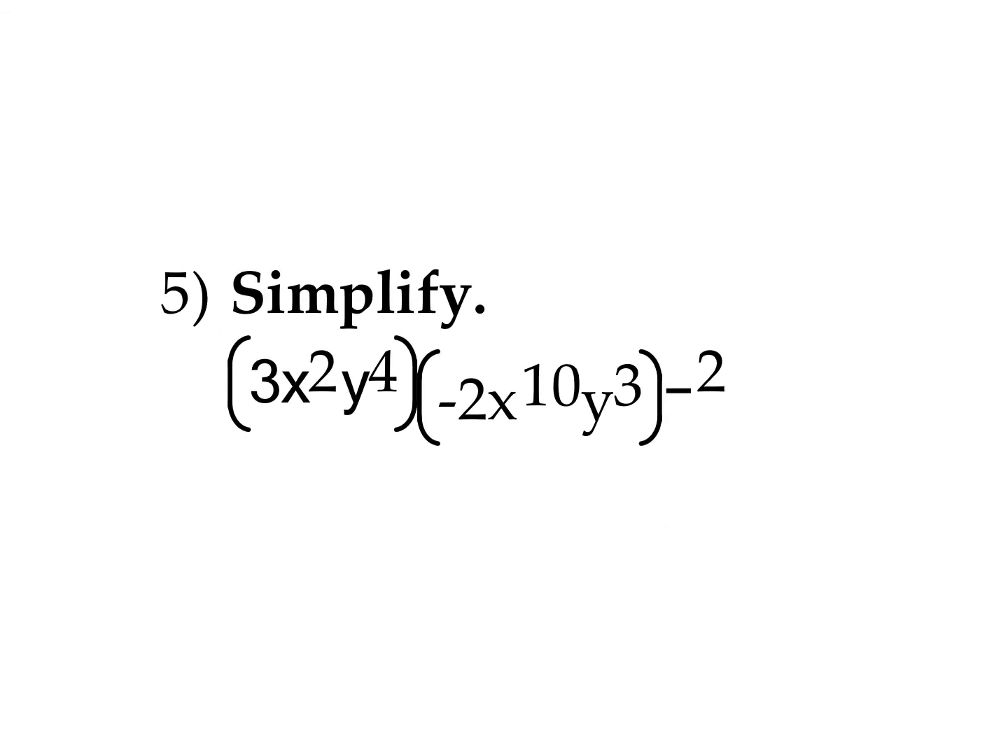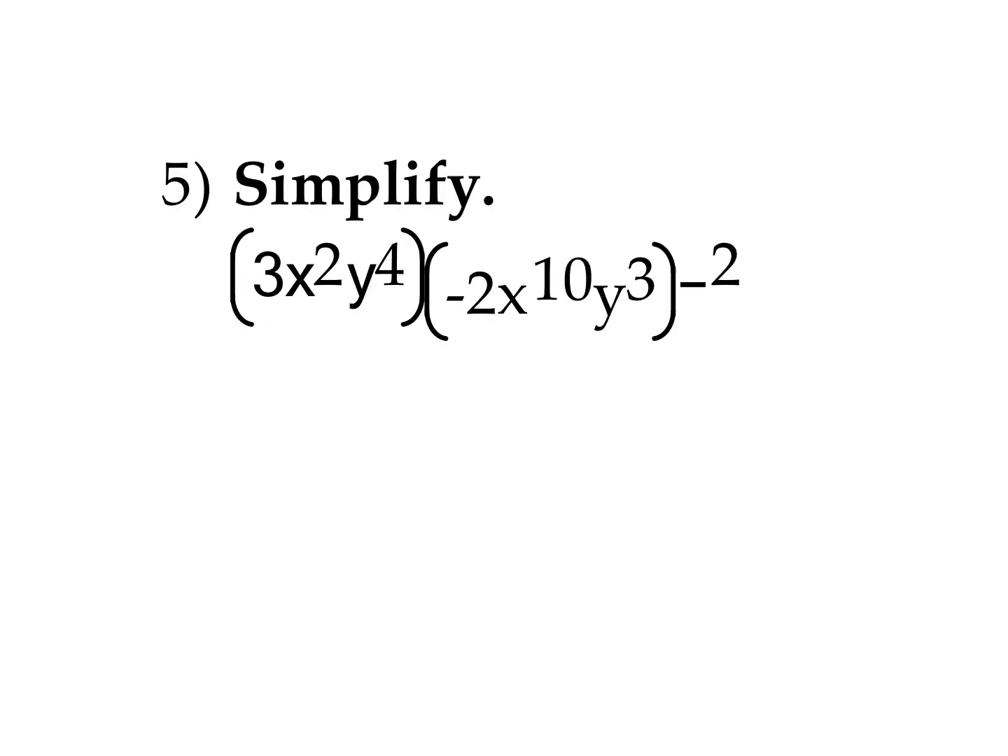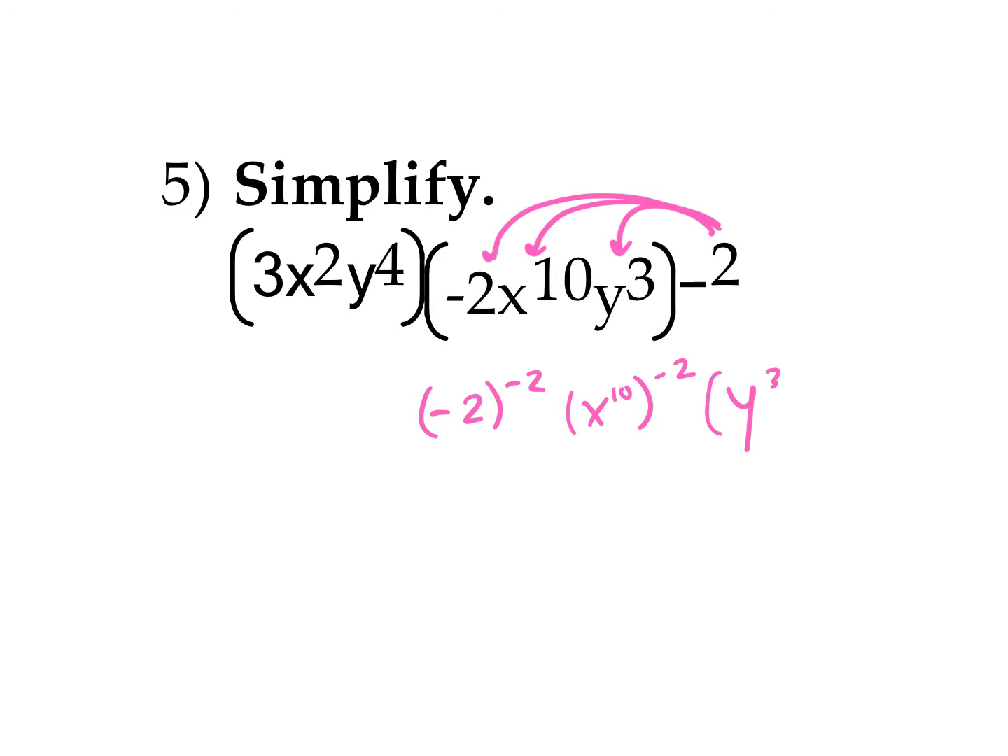All right. Number 5 looks a little bit more tricky. What do I need to do first? Distribute. So I want to distribute my exponent to everything inside the parentheses that it's touching. So I have negative 2 to the power of negative 2, x to the 10th power to the power of negative 2, and y to the 3rd power to the power of negative 2. And then everything before that stays the same.